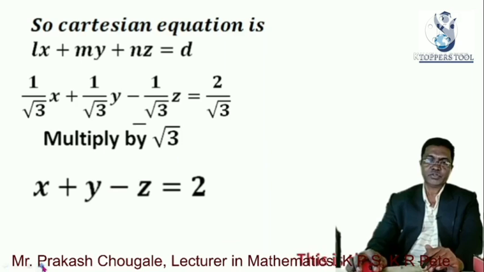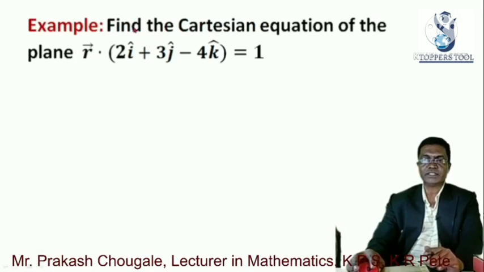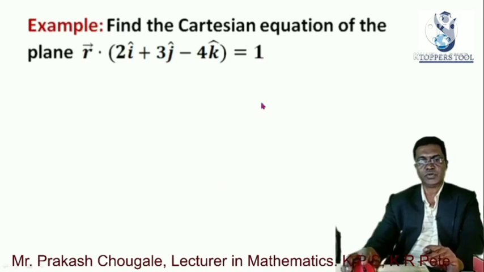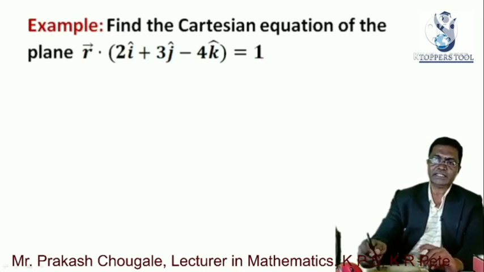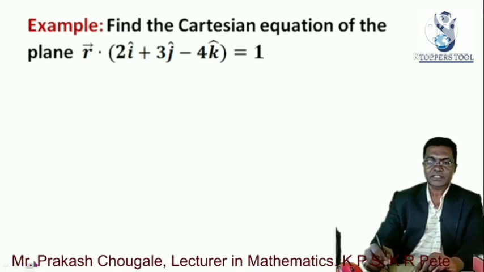Okay. So in this, you have to remember. There is one more example for your understanding. Find the Cartesian equation of the plane vector r dot 2i plus 3j minus 4k cap is equal to 1. You can write directly for 1 mark. If it is for 1 mark, then you can write directly what it is.